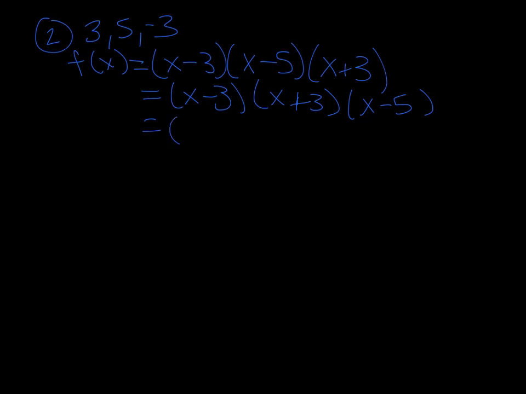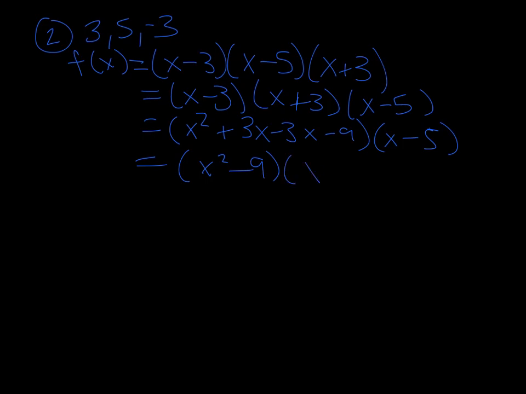So when I put these together, I get x squared plus 3x minus 3x minus 9. Looks terrible so far, but it's going to get really nice. So I end up with x squared minus 9 times x minus 5, and then I'm going to just FOIL it one more time. So I end up getting x to the third minus 5x squared minus 9x plus 45, and this is actually my final answer.